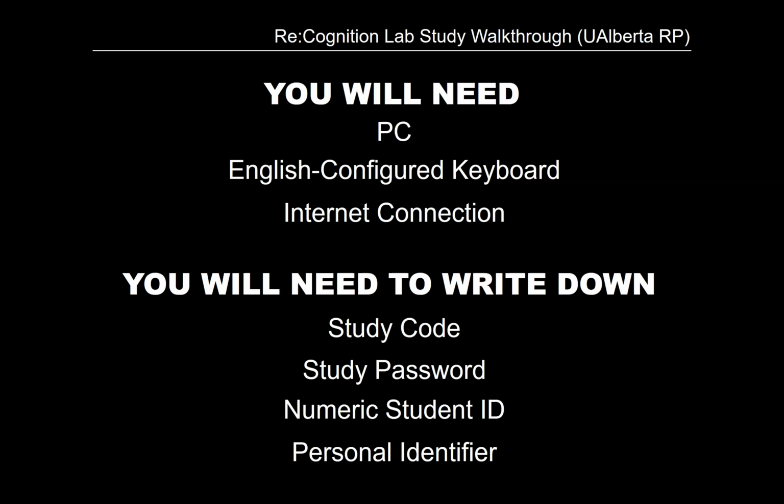So thank you for taking part in the Recognition Lab studies. A reminder that you will need a PC, a keyboard that's configured to the English language, and an internet connection to take part. And there are 4 important things that you will need to provide to us. You'll need the study code, you'll need a study password, you'll need to enter your numeric student ID at the time of consent, and also provide us with the personal identifier that you use at the time of consent, and finally, just before you begin the study in question.